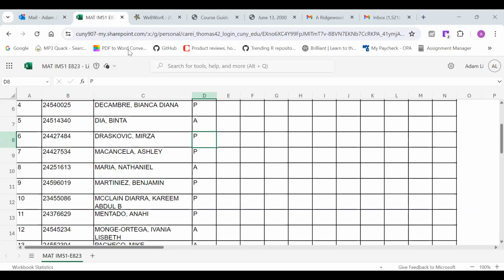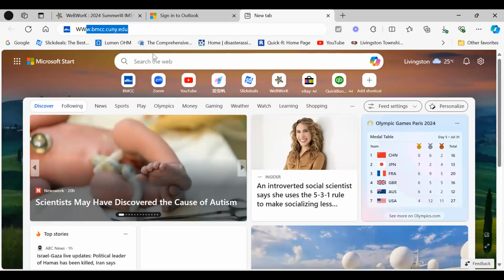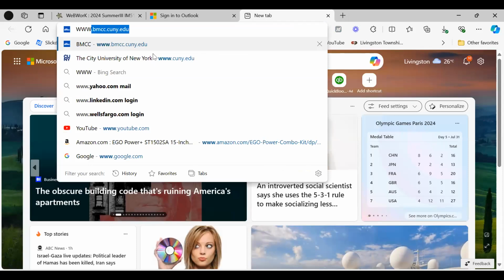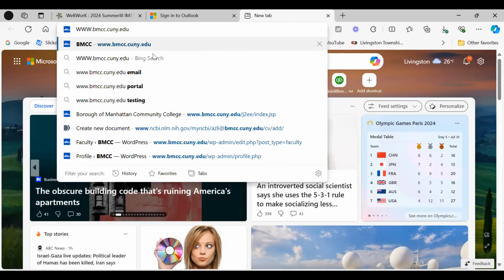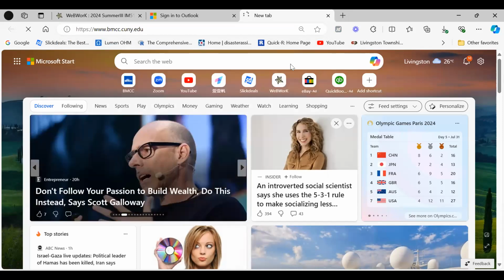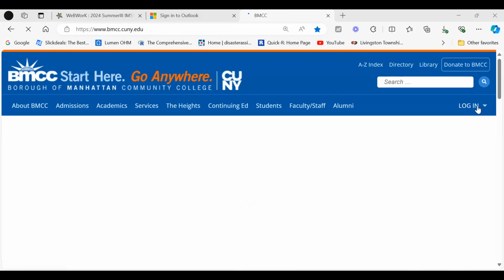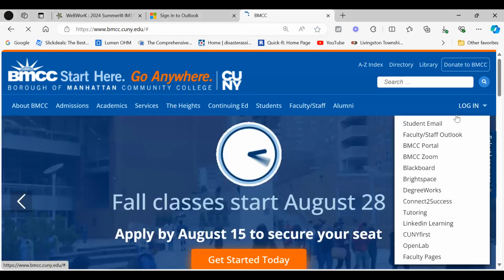Okay, very good. Exactly. So if you go back here, let me show you how to get access to the Brightspace really quickly. You go to www.bmcc.cuny.edu and then you hit enter on this web address link. It will take you to the BMCC official website. And then right here, you see login. Down below here, you're going to see all kind of useful links. First one, student email, right?